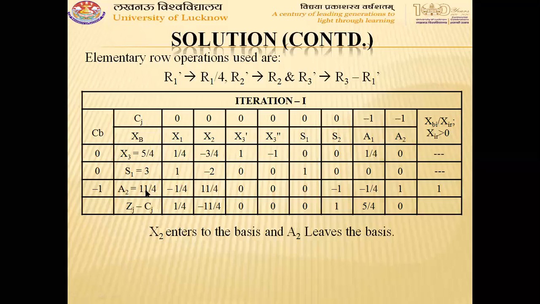The value of a2, that is 11 upon 4, will be divided by the coefficient in the third row of x2, that is 11 upon 4. It will give 1. Since there is only one value in the ratio, it is considered the minimum, and the corresponding row variable a2 will leave the basis. Now our leading element will be 11 upon 4, as the lines of a2 and x2 intersect at 11 upon 4. This 11 upon 4 will be converted to 1, and the other two elements, minus 2 and minus 3 upon 4, will be converted into 0 using elementary row operations.